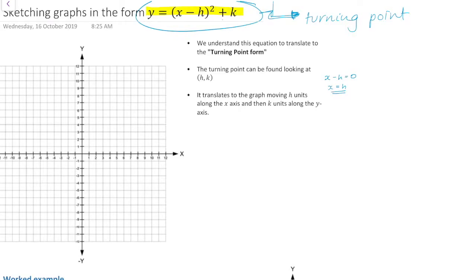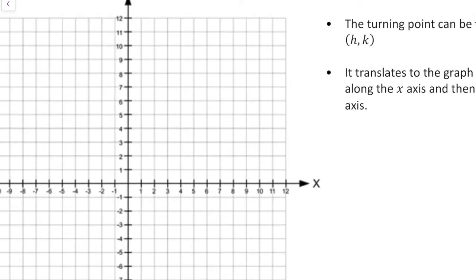and then k units along the y-axis. Now, if I'm to sketch, let's just go to my Cartesian plane. I'm just going to roughly sketch. So here I'm going to sketch the quadratic y equals x squared.